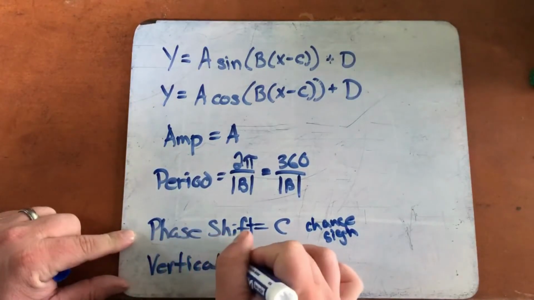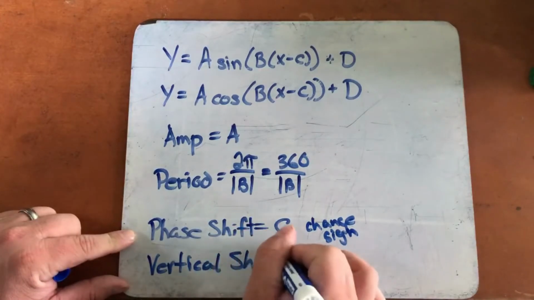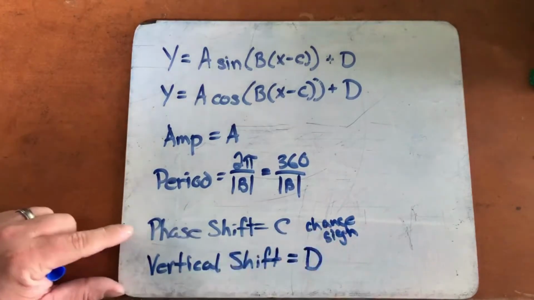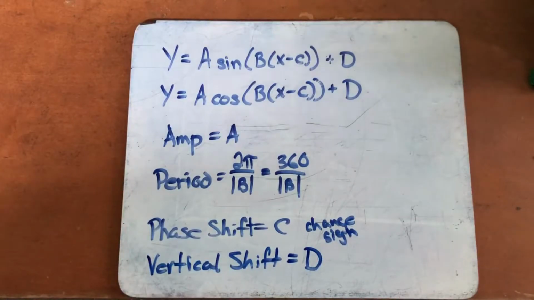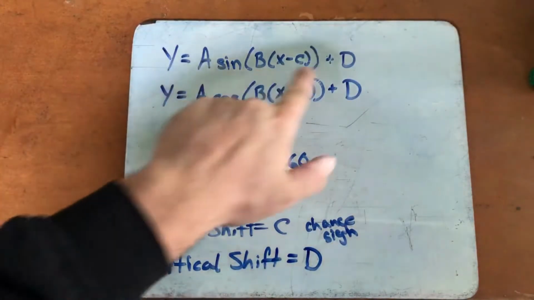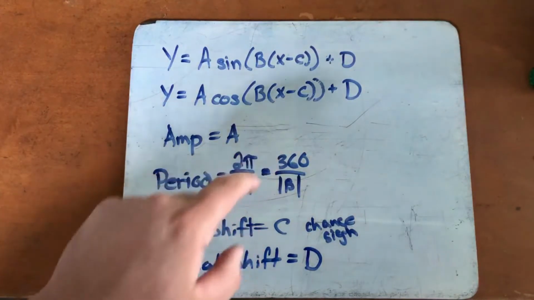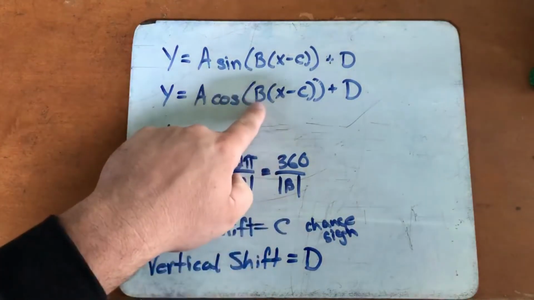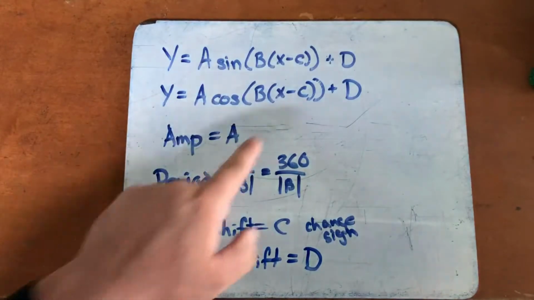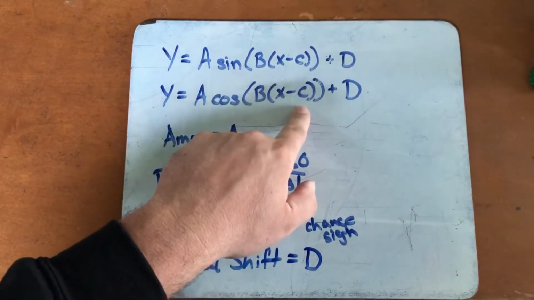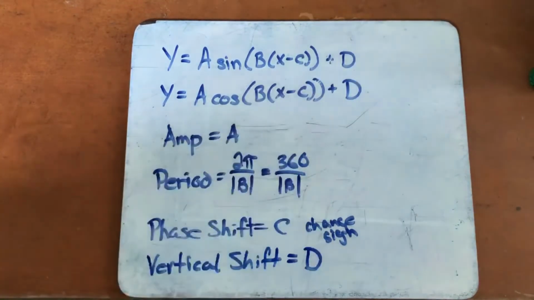And the vertical shift is just D. So amplitude and D are the letters that are there. Period is one full rotation of a circle divided by the absolute value of whatever B is, and then my phase shift is the opposite sign of what C is in the actual problem.